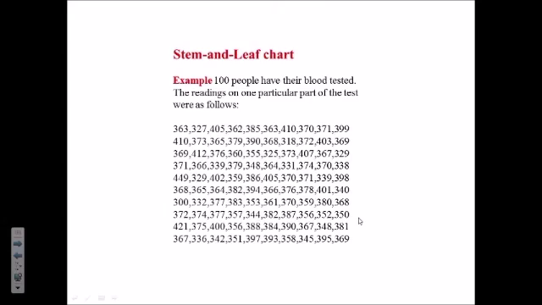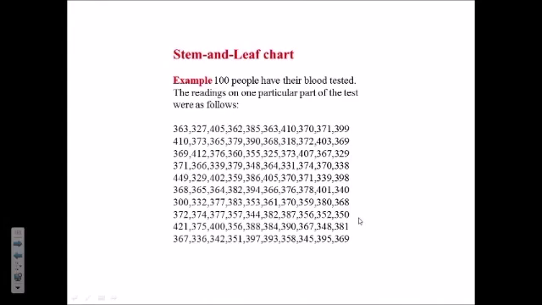Here's some new data. 100 people have their blood tested, and a particular chemical in their blood is measured, and the readings are listed as follows. So, for example, one person had a level of 399 for this chemical. Another person was 369. Another one was 403, and so on. We want to get some meaning from this data. These raw data, the way they are here, it's impossible to get any kind of feeling for these scores.